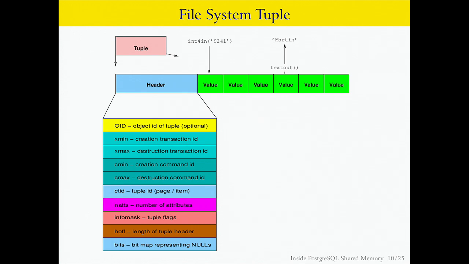One of the interesting things is the way that these values get defined is actually data type specific. So for example, if you want to insert an integer, let's suppose you want to insert the integer 9241, we will take that string and we will call a function called int4in. And int4in will basically take the string, convert it to a binary that matches the CPU representation for an integer on that platform, and we will plop that in, knowing that an int4 is 4 bytes long.